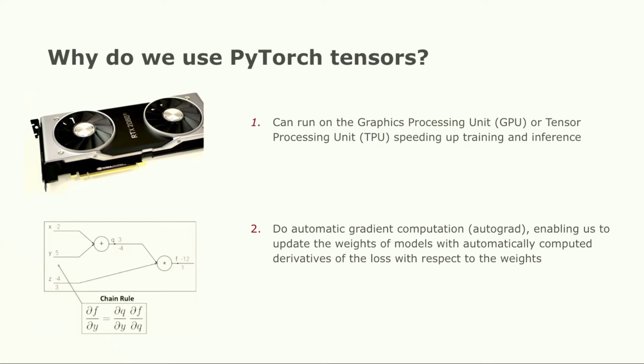Another very important feature is that we can do automatic gradient computation. This is called AutoGrad or AutoDiff, and this enables us to compute the derivatives of the loss function with respect to the weights. This is something that we do to update the weights of the models and to actually do learning when we do the training of a neural network. This is necessary for training neural networks when we use the stochastic gradient descent algorithm that we're going to discuss in some detail.